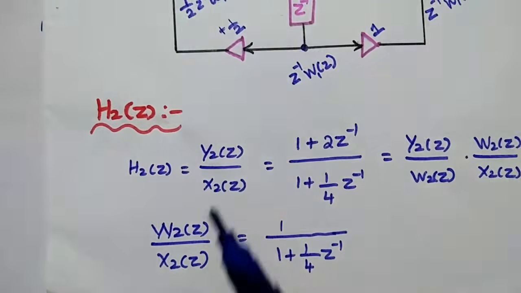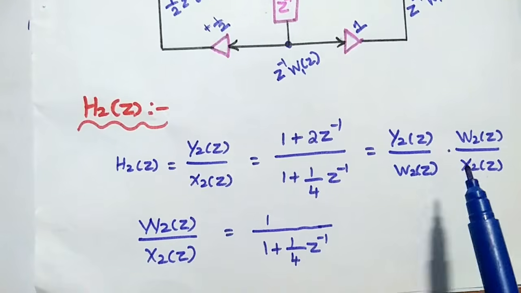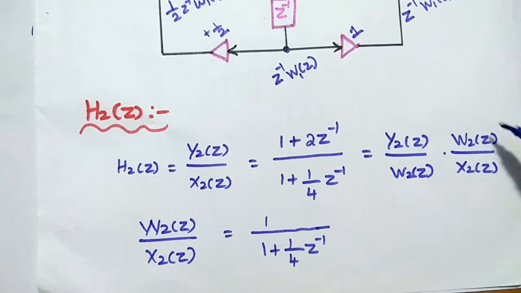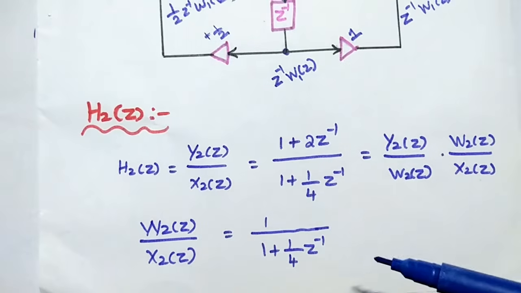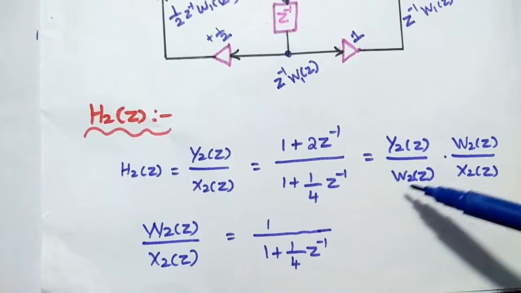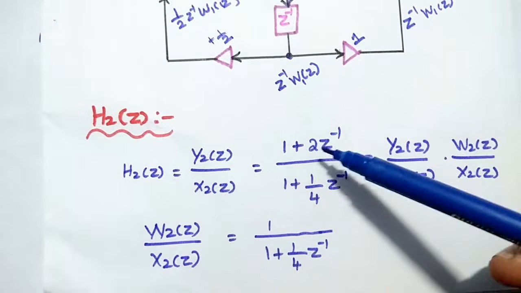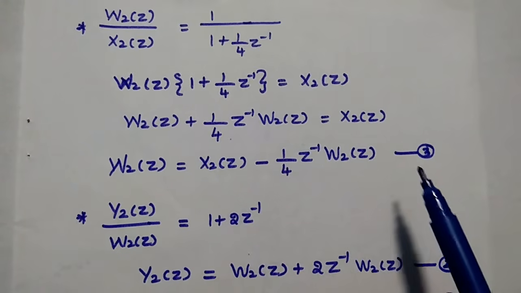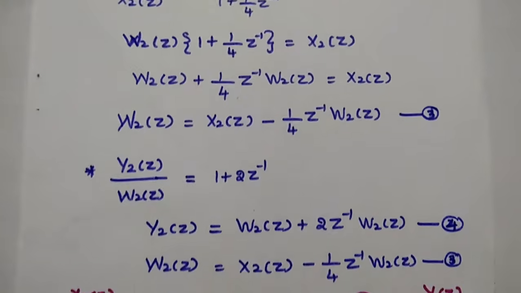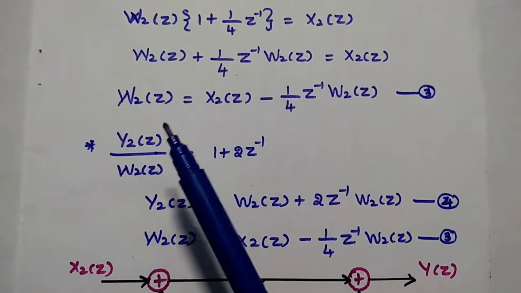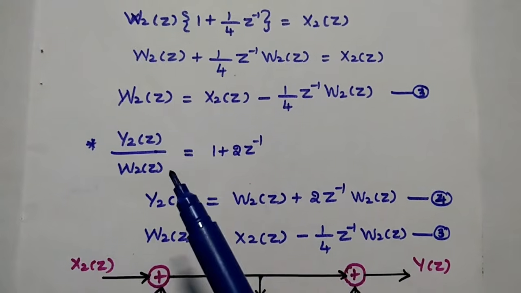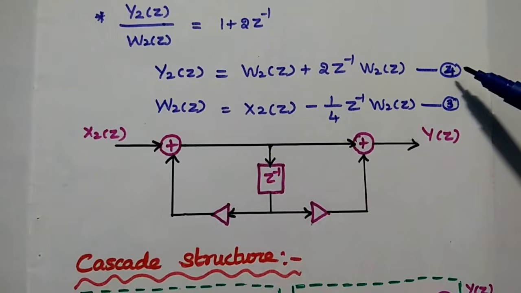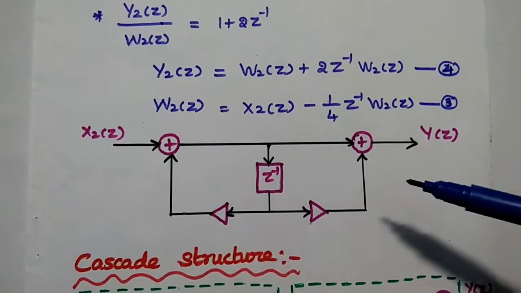Similarly we can get H2 of z. So the same way we can split that system function into two terms and equate that input side, that is W2 of z by X2 of z, to 1 by the denominator, and equate this Y2 of z by W2 of z to that numerator, this 1 plus 2 z power minus 1. For this H2 of z we have obtained two equations, third and fourth. Okay, here the input is X2 of z, intermediate output is W2 of z, and the actual output is Y2 of z. Okay, for these two equations 3 and 4 we are going to draw the direct form 2 structure.